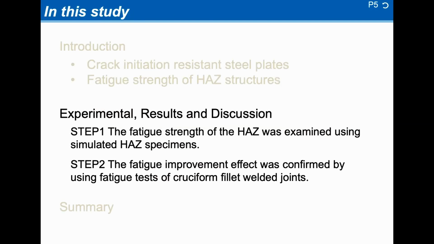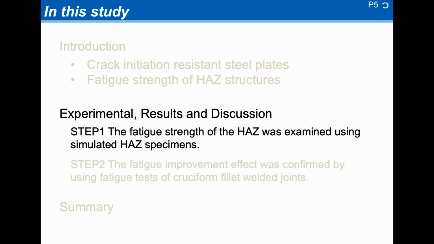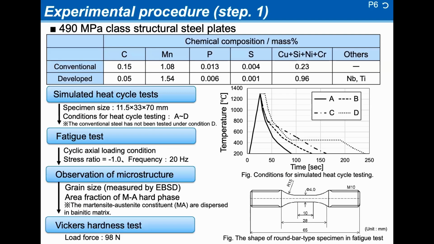To investigate fatigue strength in HAZ, we took two steps. Step one, the fatigue strength of the HAZ was examined using simulated HAZ specimen. For the next step, the fatigue improvement effect was confirmed by using fatigue test of cruciform fillet welded joints. I'll explain step one. This is the experimental procedure.